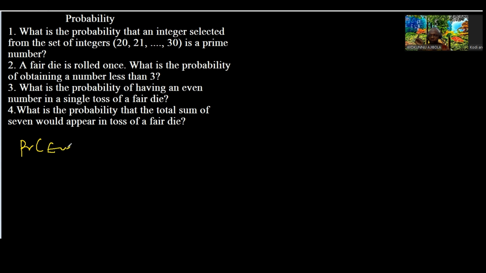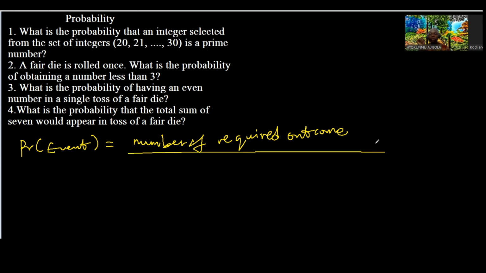Probability of an event equal to the number of what is required from you. That's the required outcome, or you call it the required event, so that you can know what it is. Required event over the number of events that are possible. So, number of possible events.